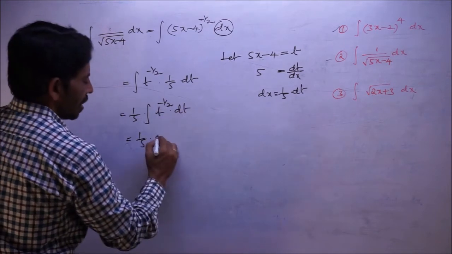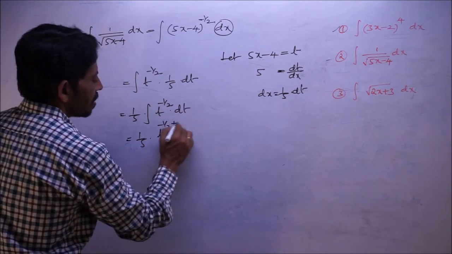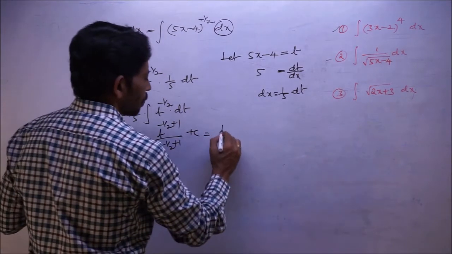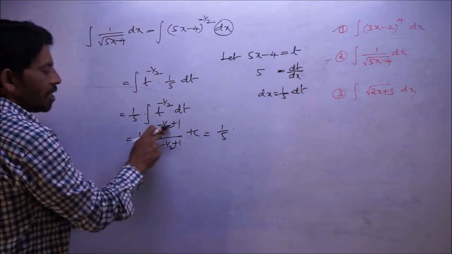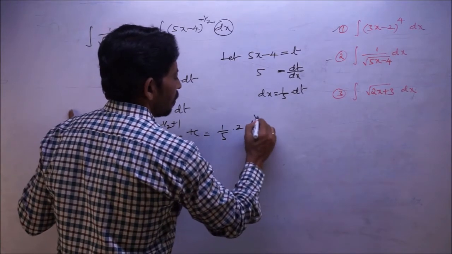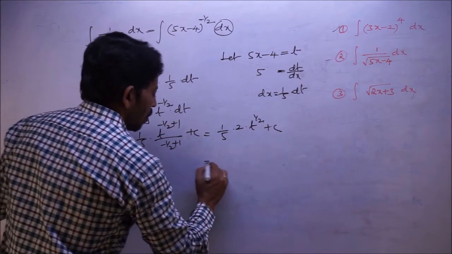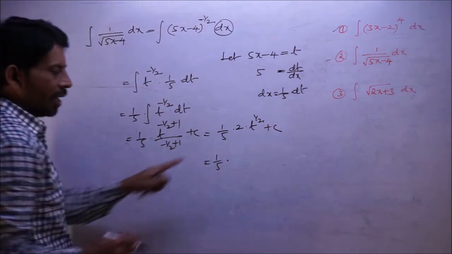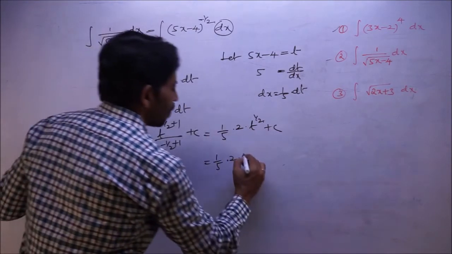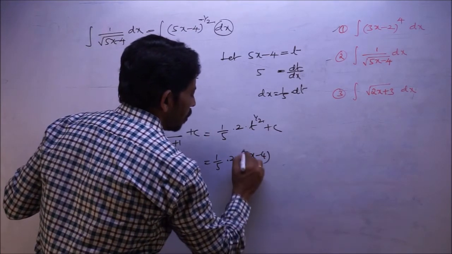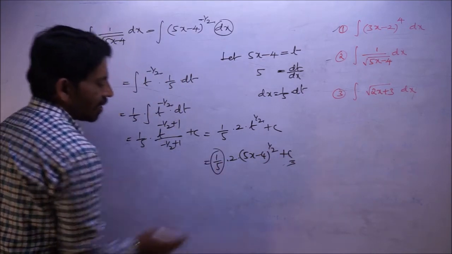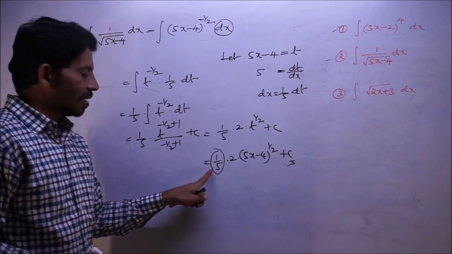That is 1 by 5 into, what will we get? Integral of t to the power of minus half plus 1 by minus half plus 1 plus c. On simplifying, what will you get? 1 by 5 into, this becomes plus half, this becomes plus half, so we will get 2 into t to the power of 1 by 2 plus c, that is 1 by 5 into 2 into, t value is 5x minus 4 whole to the power of 1 by 2 plus c. So even here also we are getting this part, that is the coefficient of x is dividing here.